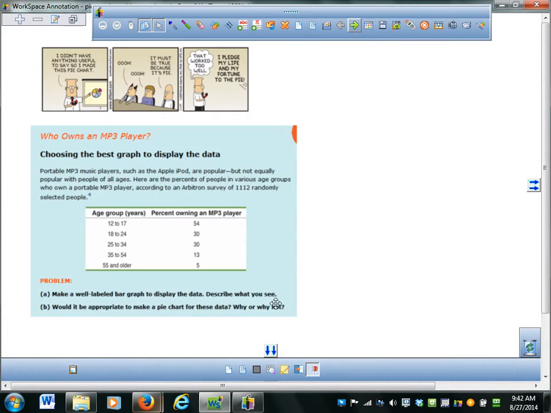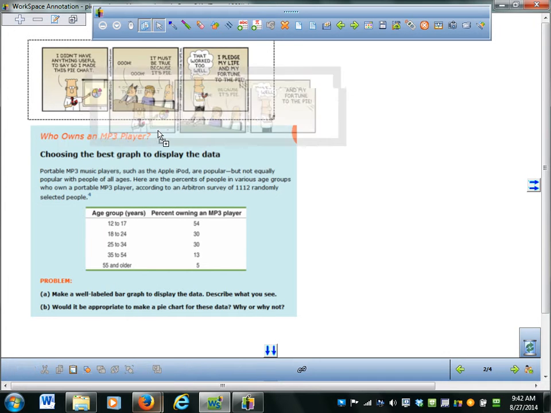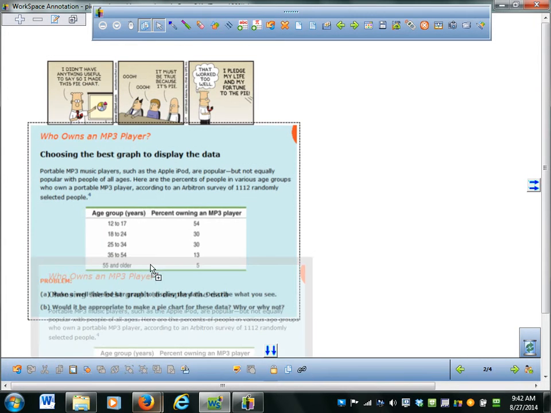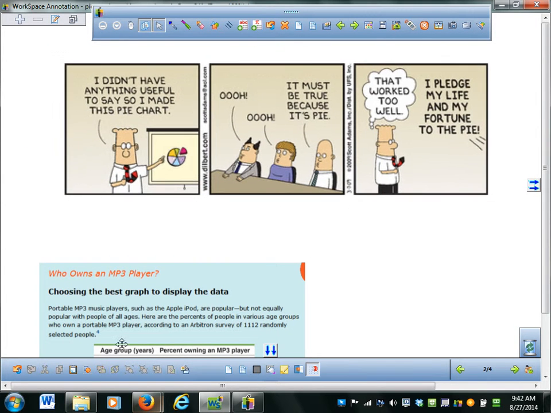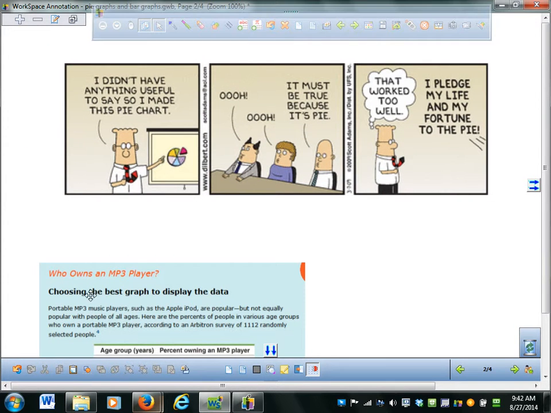Okay, so what's next? I want to look at this Dilbert cartoon because it's kind of funny. Do you guys ever read Dilbert? Yes. Oh yeah. I didn't have anything useful to say, so I made this pie chart.